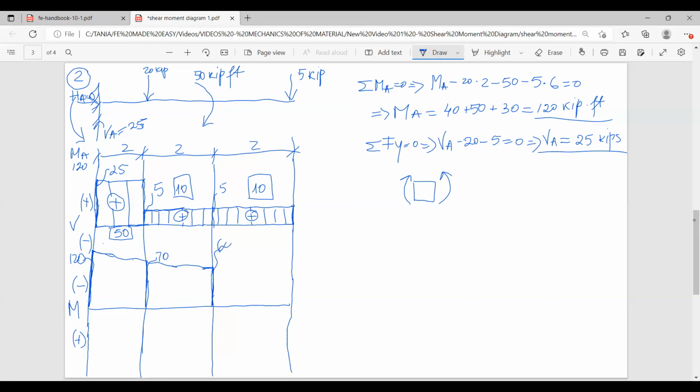And now let's see what's happening here. Every time you have a concentrated load, it creates a jump in the shear diagram, like here. See, it doesn't continue from here. We had a jump. And every time you have a moment on the beam, it's going to create a jump on the bending moment diagram.